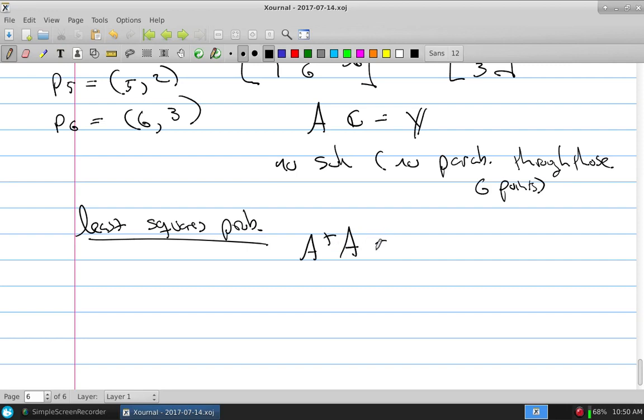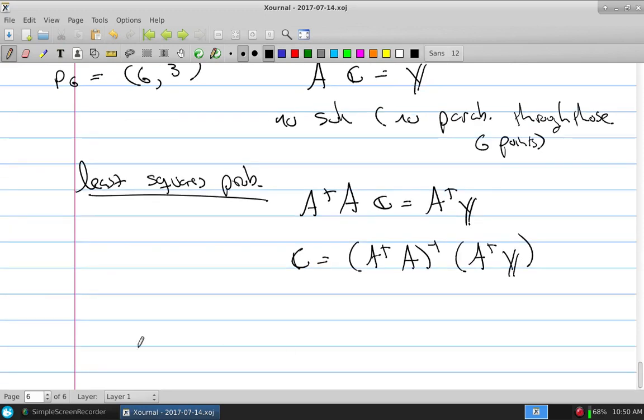So rather, what we do is the least squares problem, which is to solve A transpose A C equals A transpose Y. And the solution, the coefficients, is A transpose A inverse times A transpose Y. And we could obviously do that by hand. But on a problem like this, this is where you normally use computational tools, like Octave, MATLAB, Sage Math, things of that nature to actually do it.